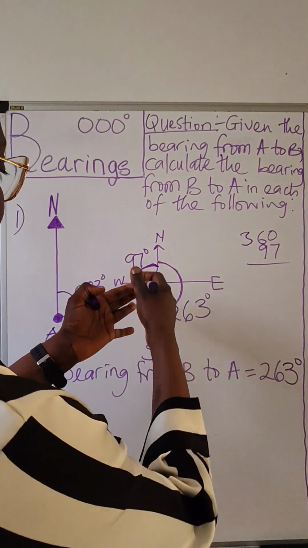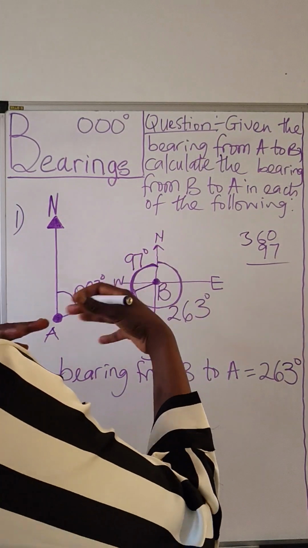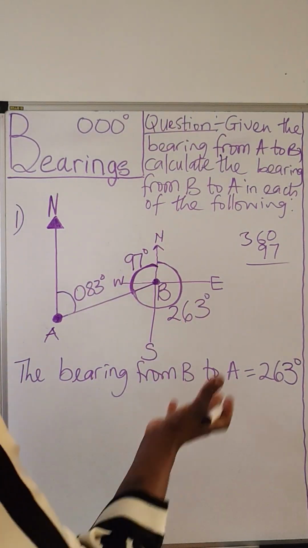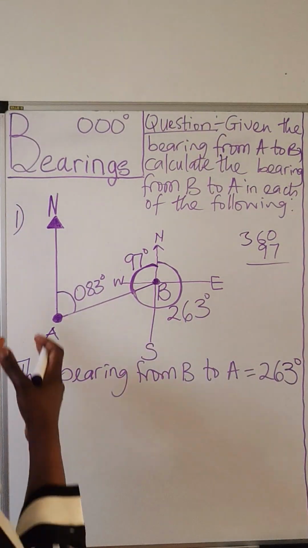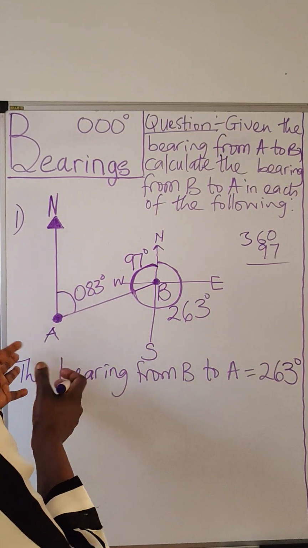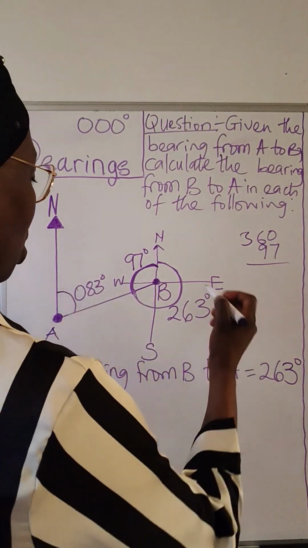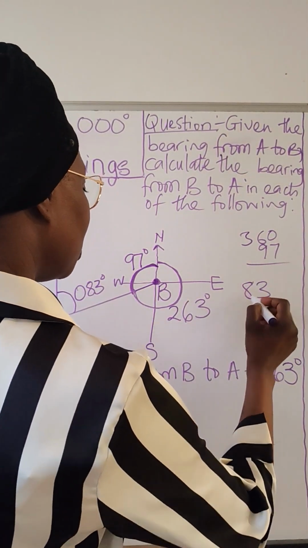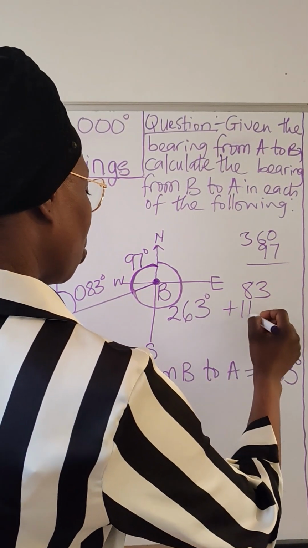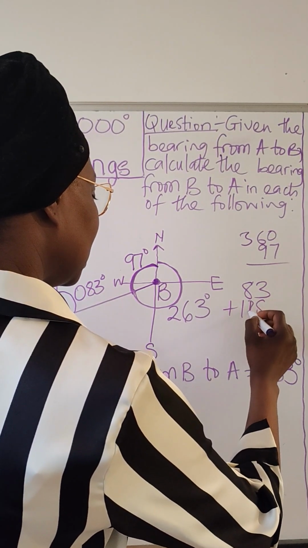Doing it through the co-interior angles method, we get 263. Doing it in the way of opposite bearing, where we have 83 added to 180, we also get 263.